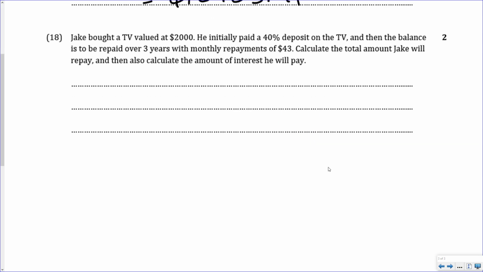Jake bought a TV valued at $2,000. He initially paid a 40% deposit on the TV and the balance to be repaid over 3 years with monthly repayments of $43. So let's look at the key things. We've got that $2,000, 40%, and then 3 years with monthly repayments of $43. Calculate the total amount he will repay, and then also calculate the amount of interest he will pay.